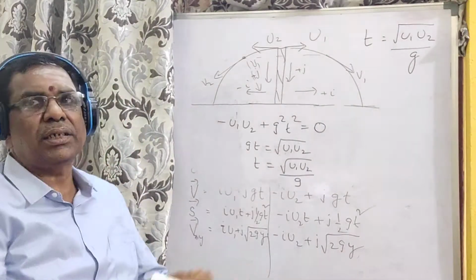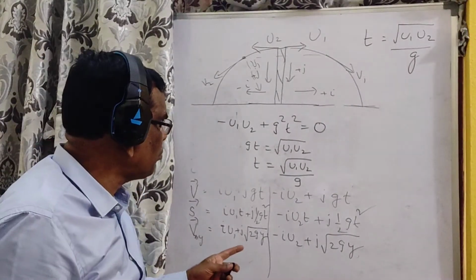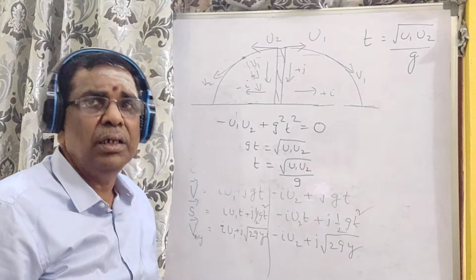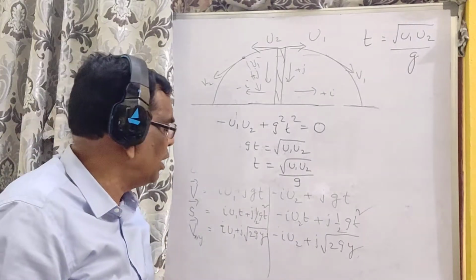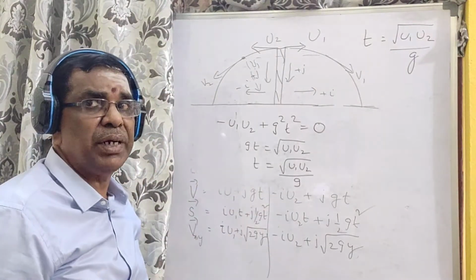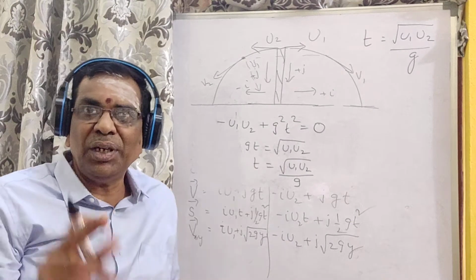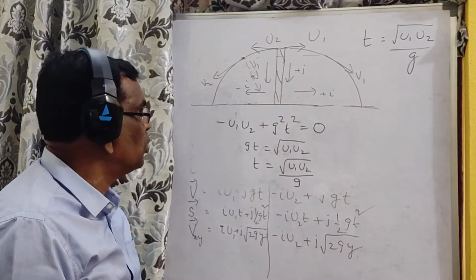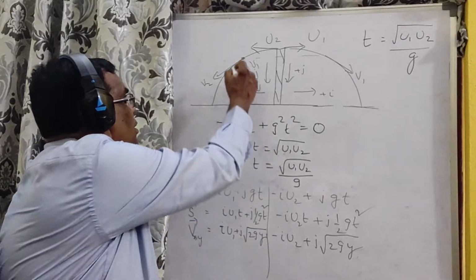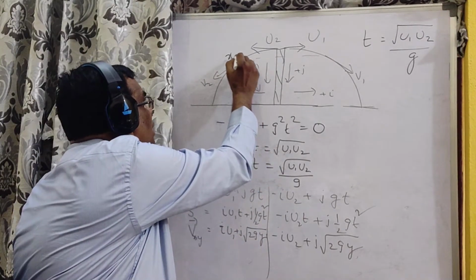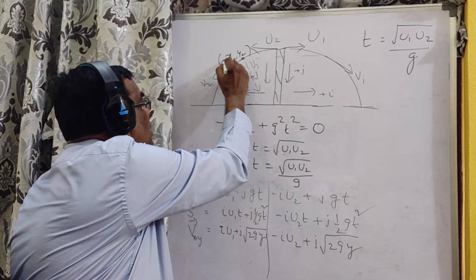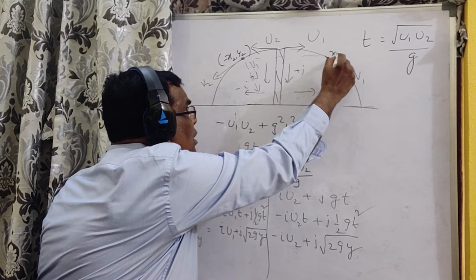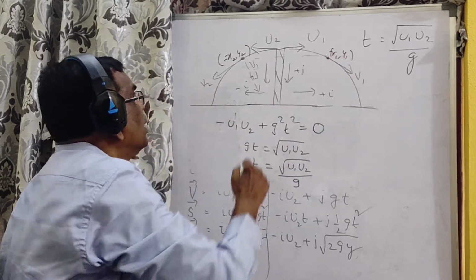In a similar way, they can ask when these displacement vectors, the position vectors, are perpendicular, and what is the distance of separation between them. So how do you get the distance of separation? The time they have given is under root u1 u2 by g, and then this is your x2, y2, this is of course minus x2, and this is the x1, y1 coordinate.